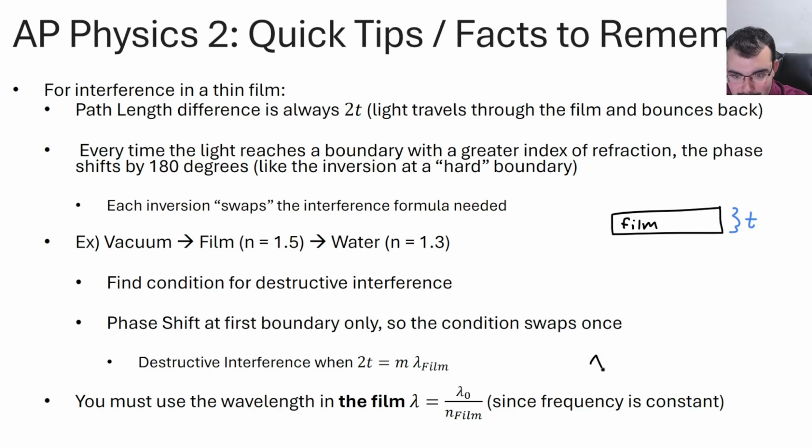So you end up getting this fact that the lambda in the film, you have to divide by the refractive index, because you know that the speed in the medium, which is c divided by n, is equal to lambda in the film times f. And for the frequency to remain constant here, we know we have to have this division by n on this side too to make it work out.